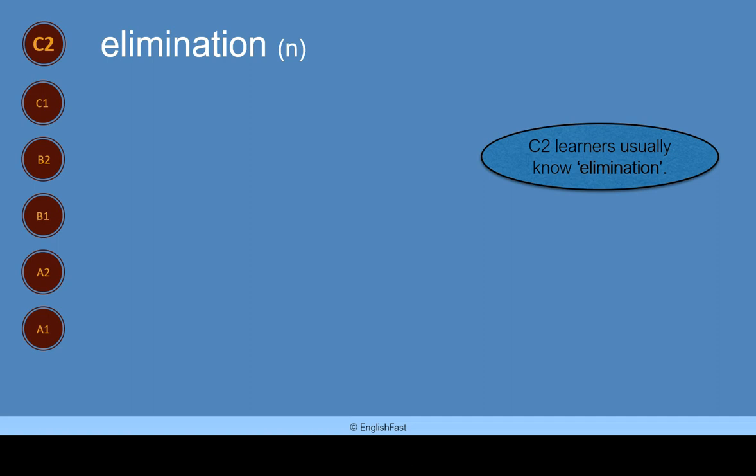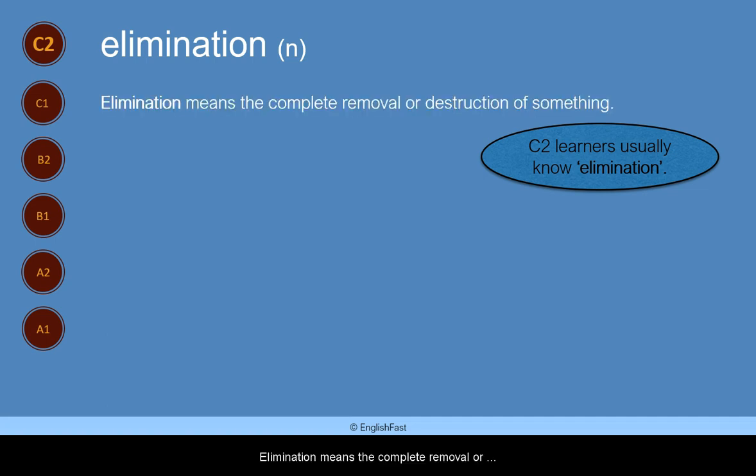Elimination. Elimination is a noun. C2 learners usually know elimination. Elimination means the complete removal or destruction of something. Here are some examples.